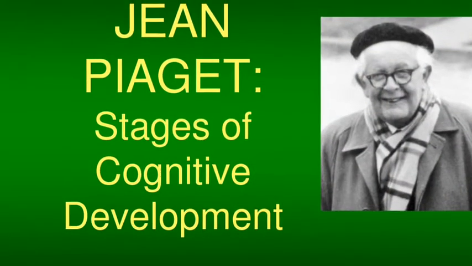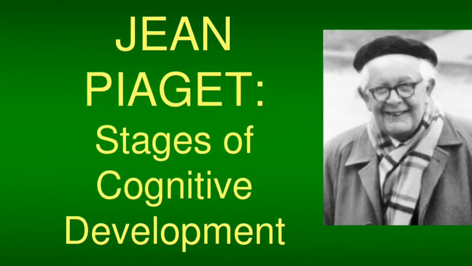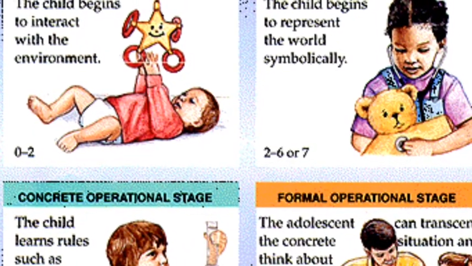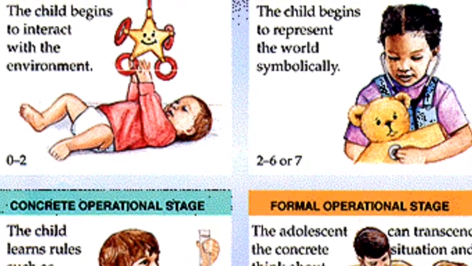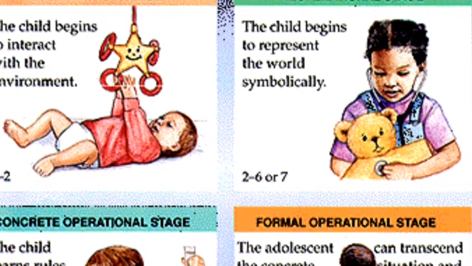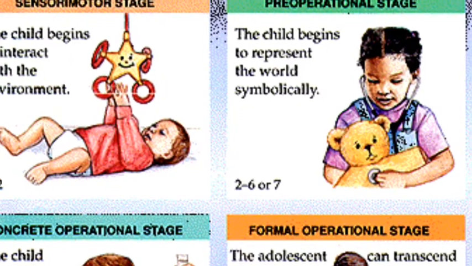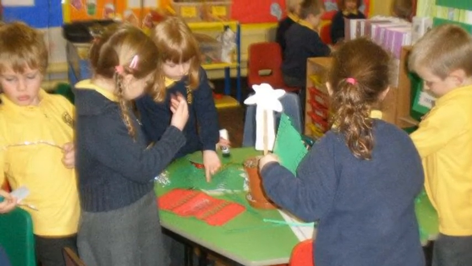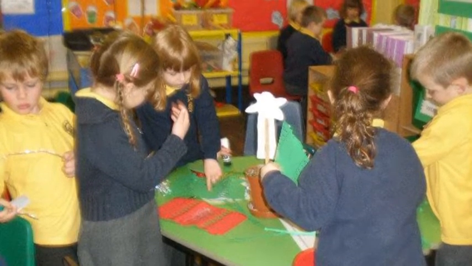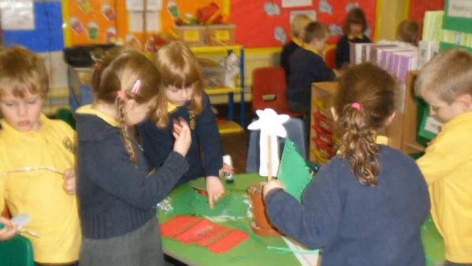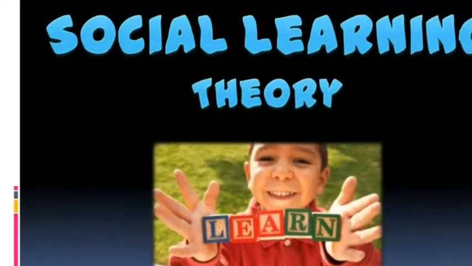Jean Piaget believed that children went through 4 stages of cognitive development: the sensory motor stage, the pre-operational stage, the concrete operations stage, and the formal operations stage. Piaget believed that through experiences with the world around them, children's cognitive structure is reinforced or changed.